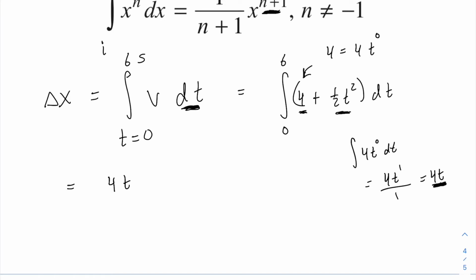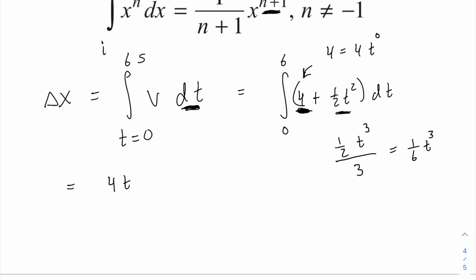Okay, and just a little check here, if you take the derivative of this, that should give you what we started with, and the derivative of 4t is just 4, so that works. All right, so we have 4t, and now we need to do the integral of this second term, and so we have 1/2 t. We add 1 to the exponent, so 2 plus 1 is 3, and now we divide by the new exponent, so divide by 3, and that's going to give us 1/6 t cubed.